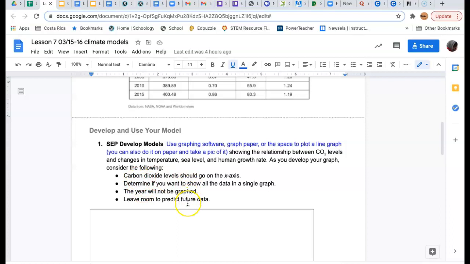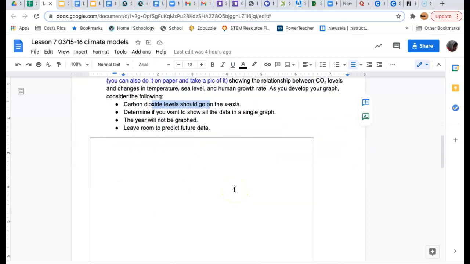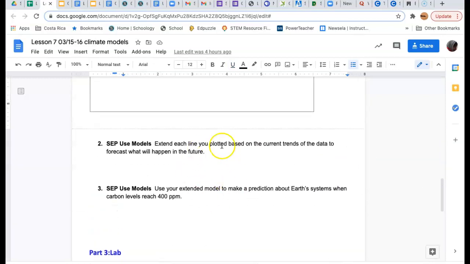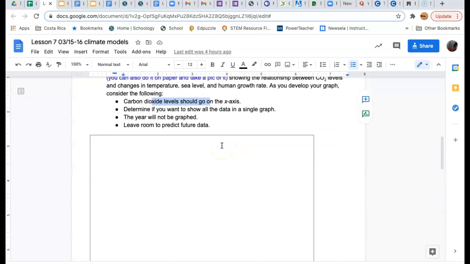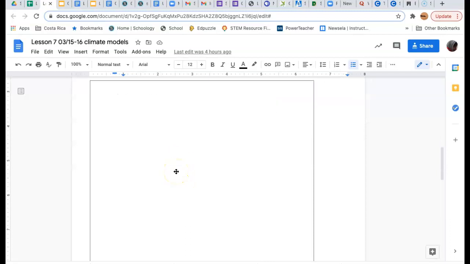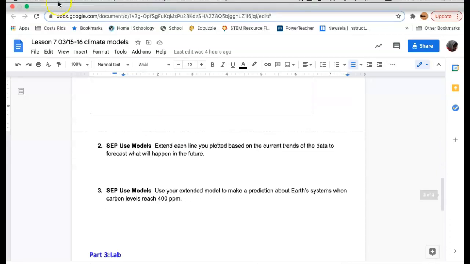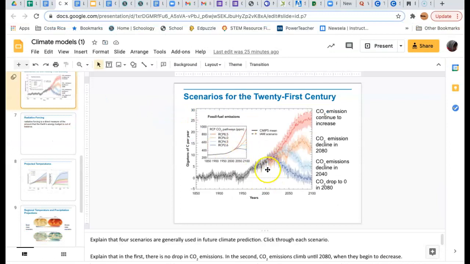You need to think about a few things about how you're going to create this graph. It actually tells you where the x-axis should be and what should be plotted. So you're going to create those graphs, and then those 2 questions are going to ask you to predict. Your graph is going to be your model, and you're going to use your model to make predictions, very similar to what I explained here. By the way, I never mentioned where the data comes from. It comes mostly from satellites. The data is collected through satellites around the world.